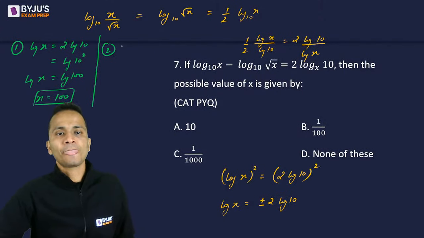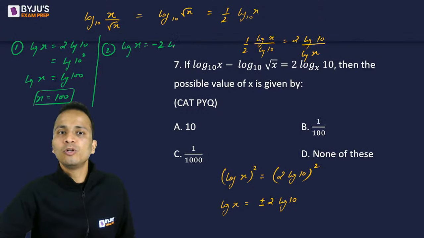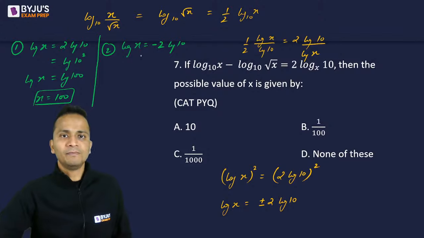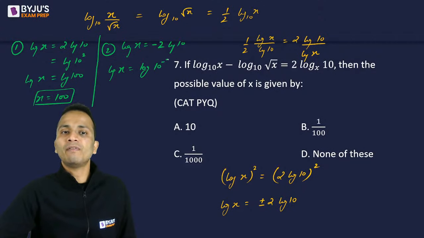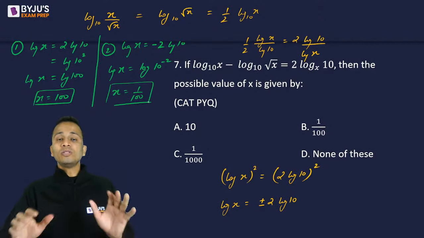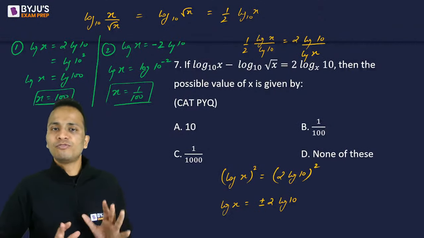Case number 2, if log x is equal to minus 2 log 10. ठीक है, अब minus 2 अगर 10 की पावर बनेगा, so log of x will be equal to log of 10 raised to the power minus 2. So the value of x will be 10 raised to the power minus 2, that is 1 upon 100. Okay, so there can be two different values of x.